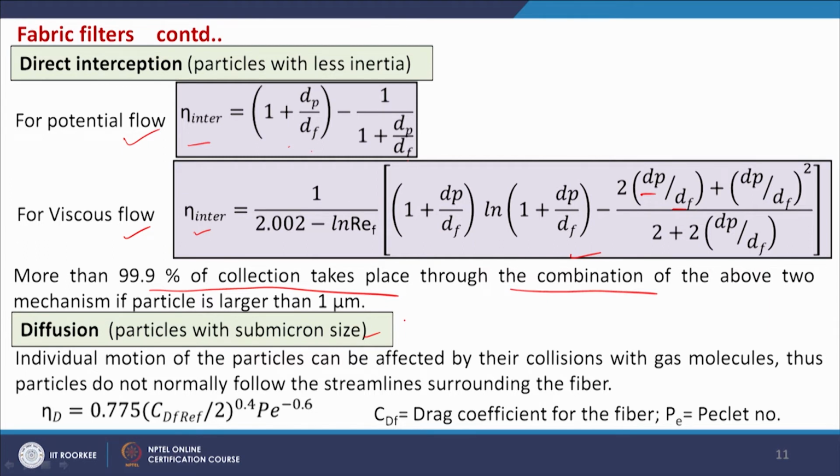So, those will also diffuse, as I showed in the previous slide, from the outer to the inner side. That diffusional motion of the particles can be affected by their collisions with gas molecules. Thus, particles do not normally follow the streamlines surrounding the fiber, and the efficiency for diffusion can be calculated by these expressions: 0.775 into CDF REF, where REF is the fiber Reynolds number, by 2 to the power 0.4 into Peclet number to the power minus 0.6. CDF is the drag coefficient for the fiber and P is the Peclet number.